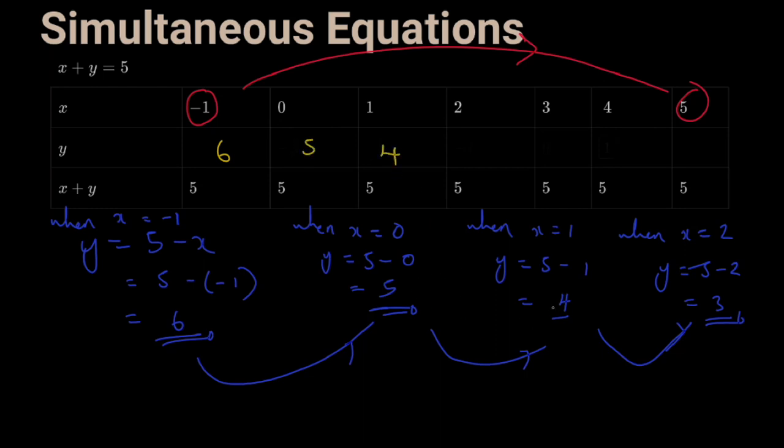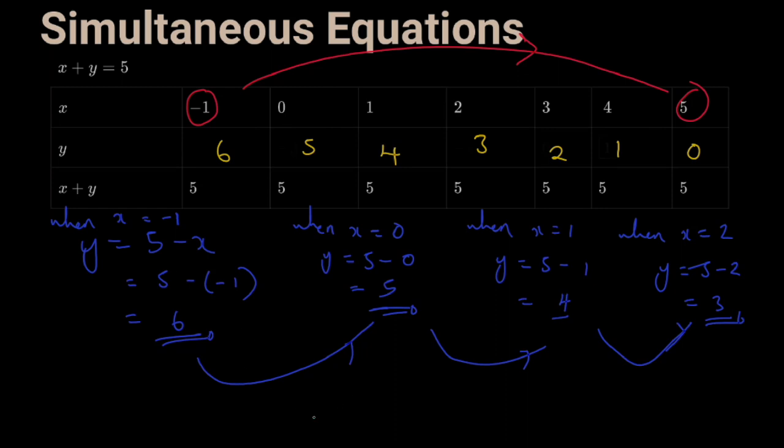It's not always that you have this pattern, so just bear that in mind. And then here would be 3, here would be 2, here would be 1, here would be 0. Just for good measure, we can verify some point here, so we can verify for x is equal to 5, which is the last point.